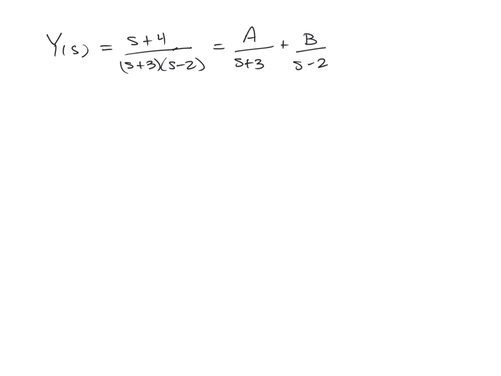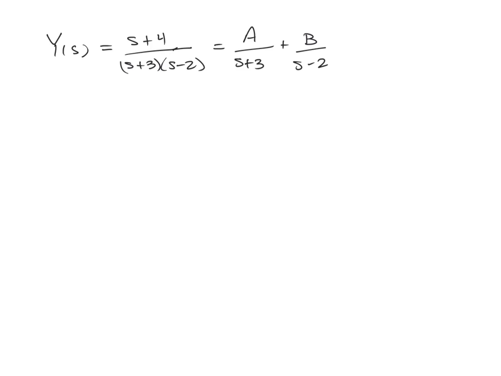Okay, so we left off with our big Y of s being equal to (s + 4) over (s + 3)(s - 2). And so once again, we're going to do partial fractions to divide this up into two smaller, simpler fractions. And because both factors are linear, we'll just take a constant over each one.